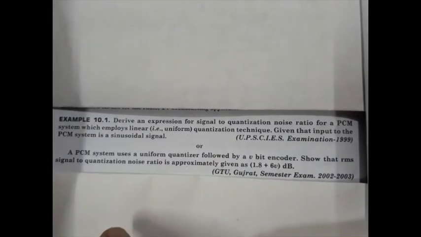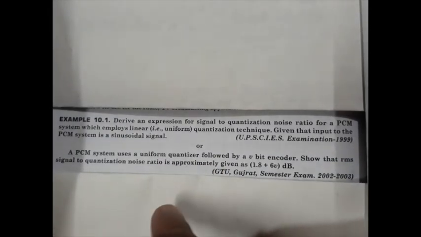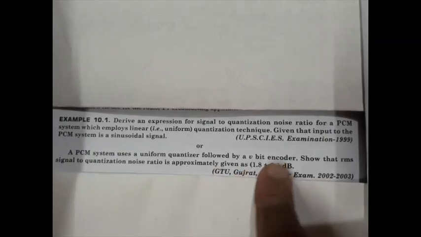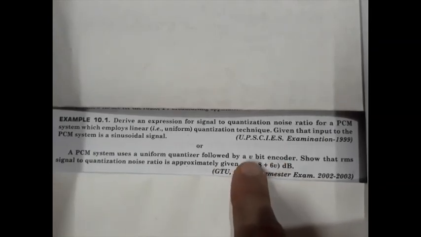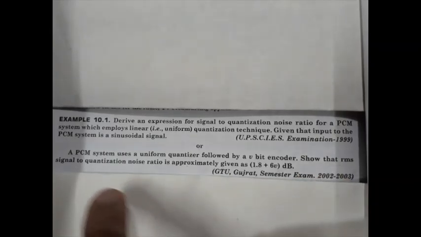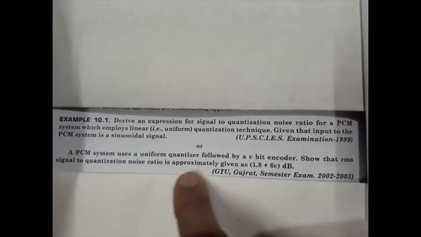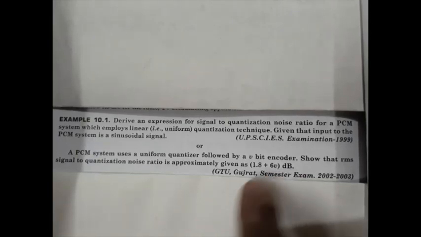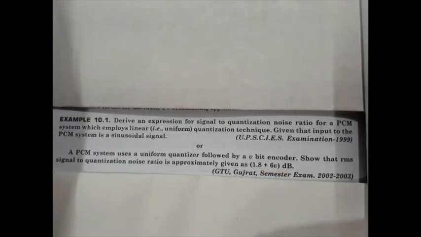And same problem in different language. A PCM system uses a uniform quantizer followed by an n-bit encoder. We will consider it as n because we have already used the number of bits as n. So whatever may be, n-bit encoder, show that the RMS signal to quantization noise ratio is approximately given as 1.8 plus 6n dB, where n is the number of bits. So let us try to solve this problem.